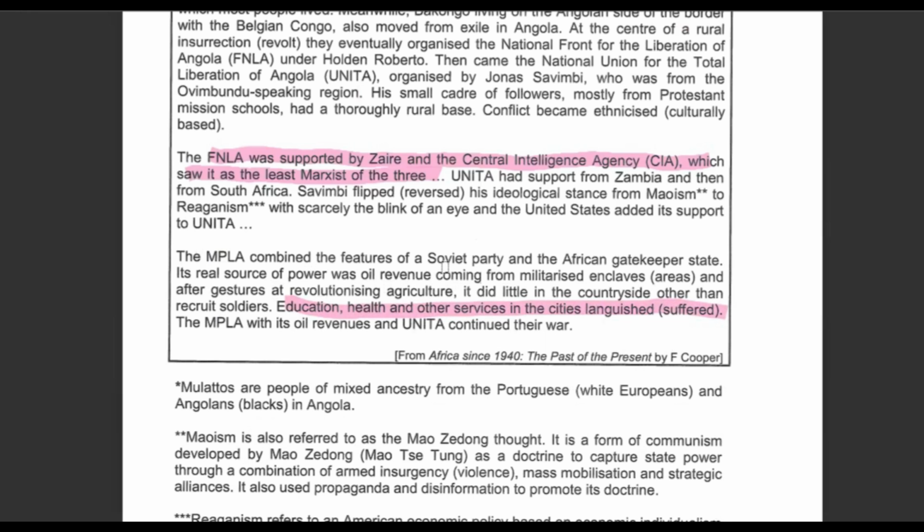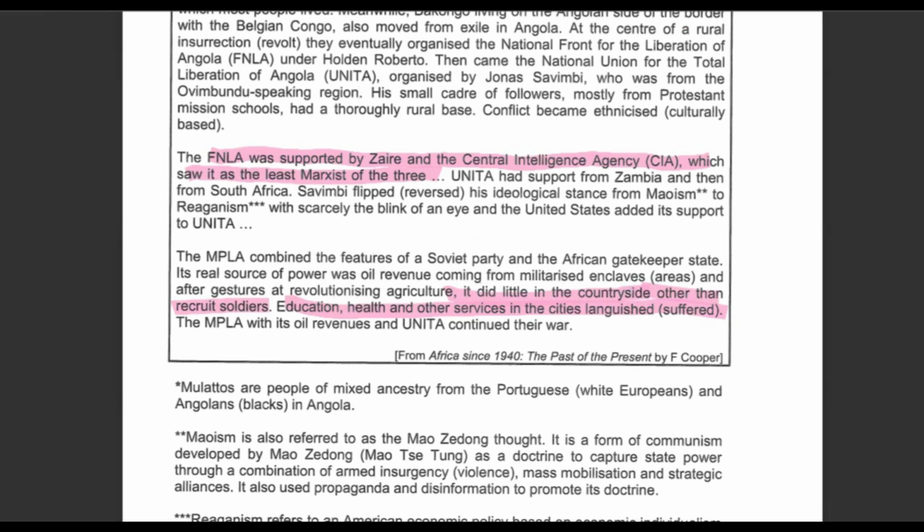Then in addition to that, you can also say that the MPLA combined the features of a Soviet party and the African state. Its real source of power was oil revenue coming from militarized enclaves, and after gestures at revolutionizing agriculture, it did little in the countryside. So we are getting another point. The MPLA did little in the countryside. In addition to that, education and health actually suffered under their watch.